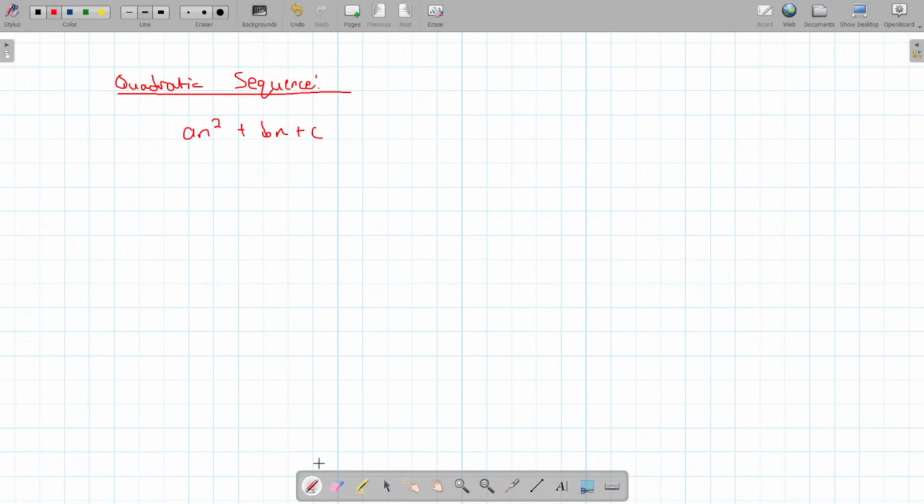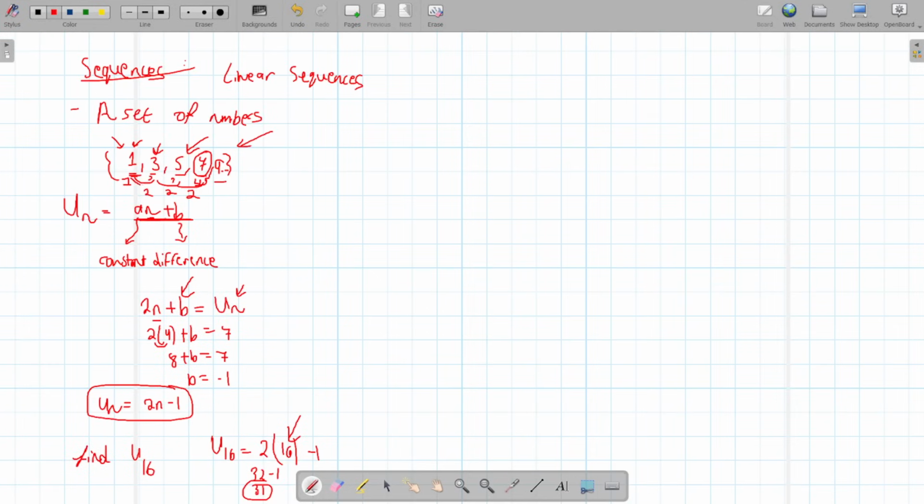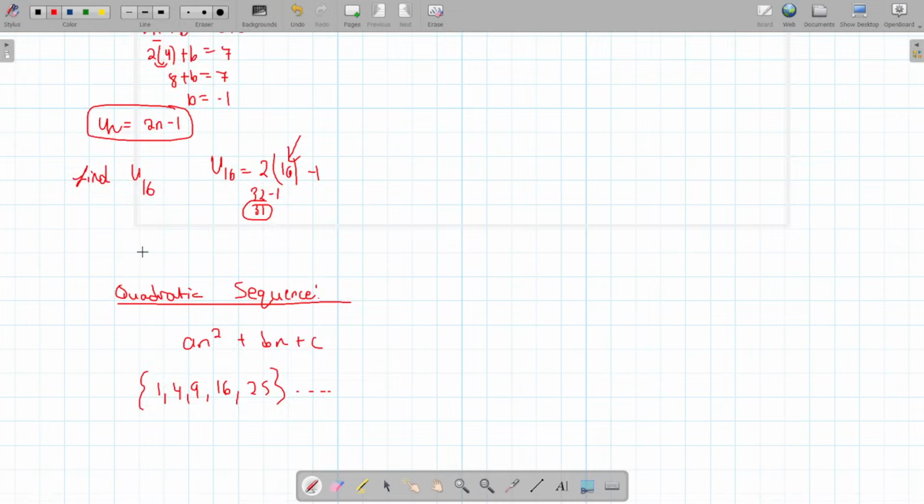Let's say I gave you a quadratic sequence 1, 4, 9, 16, 25, and so on. Okay? I'll tell you, find un. Remember, when they say find un, they're saying find the equation. How do we know, first of all, it's quadratic? If you remember the linear sequence, whenever you subtract two numbers, you'd always get the same difference. It was a constant difference.